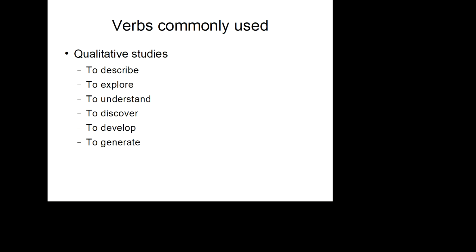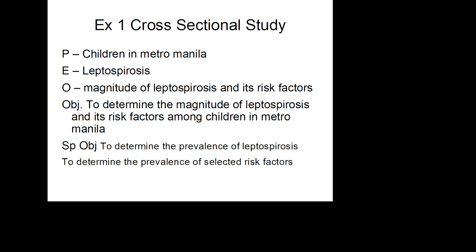Okay, for example, in this cross-sectional study, the population is children in Metro Manila. The exposure is leptospirosis, and the outcome of interest is the magnitude of leptospirosis and its risk factors. The general objective is to determine the magnitude of leptospirosis and its risk factors among children in Metro Manila. The specific objectives would be to determine the prevalence of leptospirosis and to determine the prevalence of selected risk factors among children in Metro Manila.